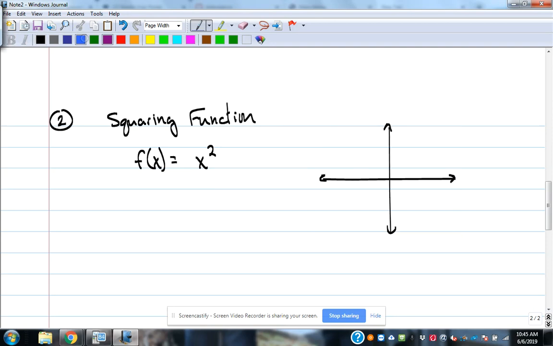The graph of that, let me do a better job of that. It's too straight. Trying to get it looking a little better. That's better. Looks something like that. Okay. The domain, all reals.